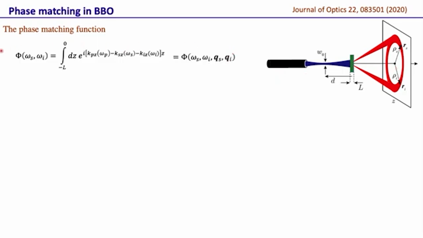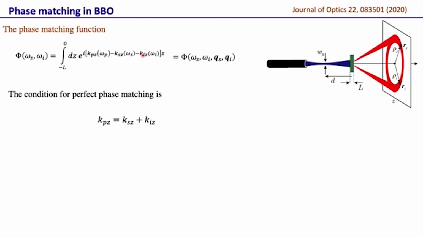So sometimes we can also write this phase matching function as phi of omega s, omega i, qs, qi, just to show at what directions we are talking about for this phase matching function. Okay, so the condition for perfect phase matching is that kpz is equal to ksz plus kiz. That means this quantity is 0. So when this quantity is 0, this exponential is 1, and that's when we get the maximum of this integral.